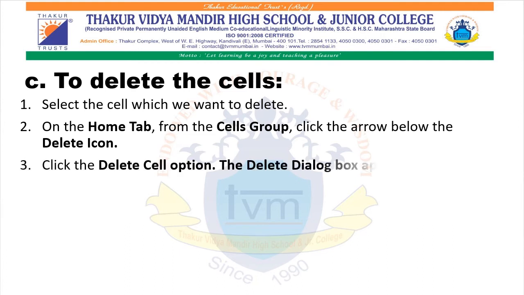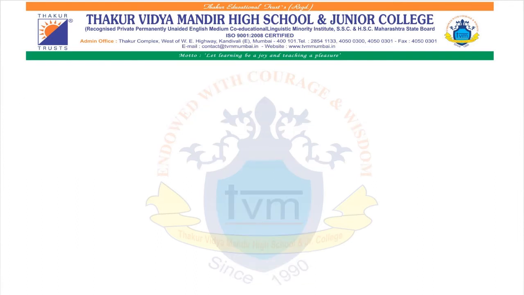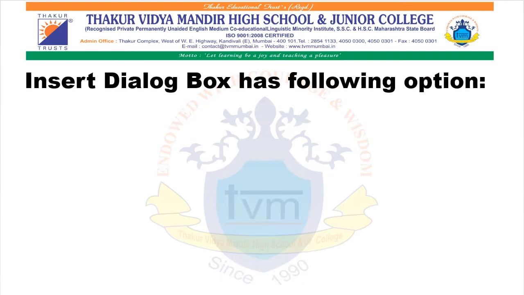The delete dialog box appears. As you can see on the screen here, this image represents the delete dialog box. In the delete dialog box, we have four options. First, shift cells left, shift cells up, entire row and entire column. Let us understand the properties of these options.